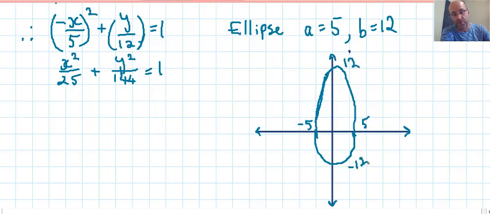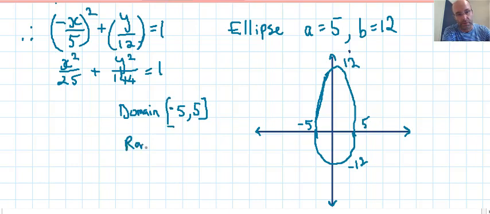It also means we know the domain and the range. Okay, so it's negative 5 to 5 inclusive for the domain. Negative 12 to 12 inclusive for the range.